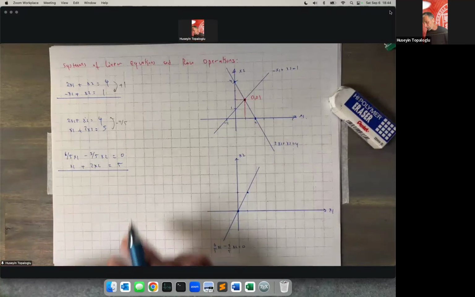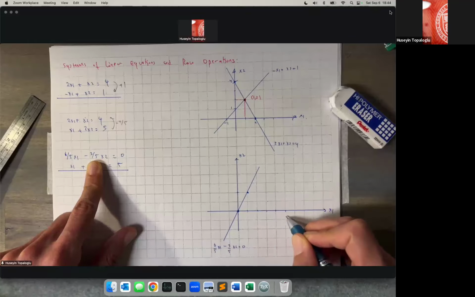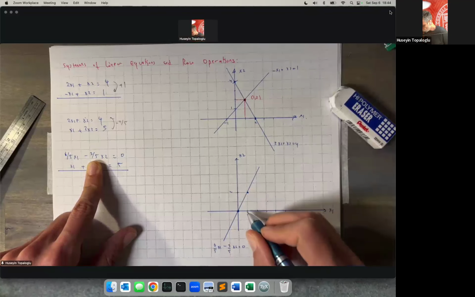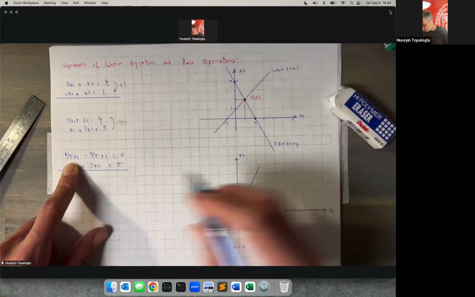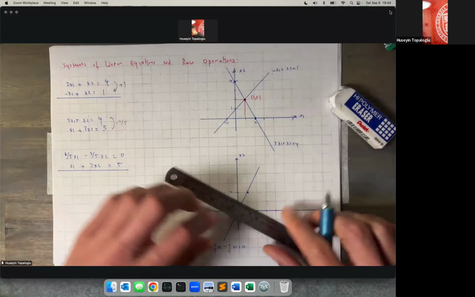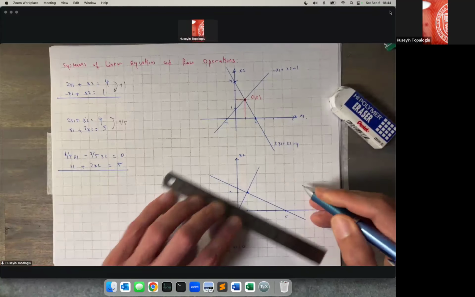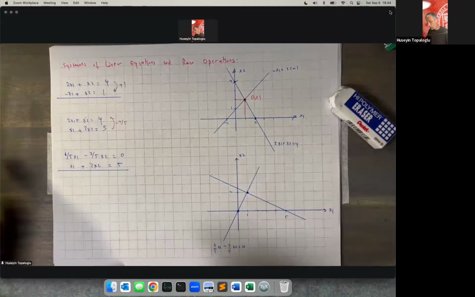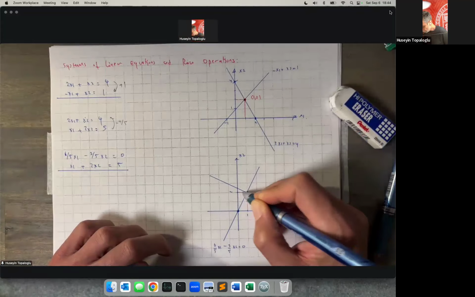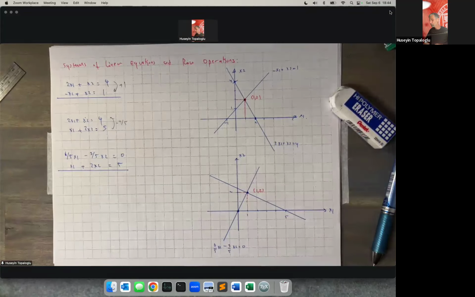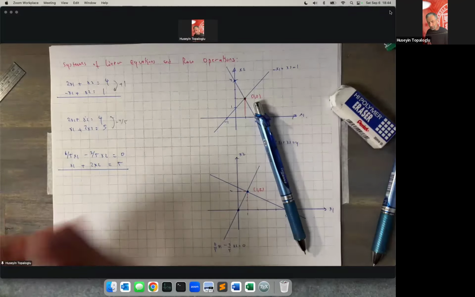Let's plot the second equation that we have here. When x2 is equal to 0, x1 is going to be equal to 5. 1, 2, 3, 4, 5. Good. When x1 is equal to 0, x2 is going to be equal to 2.5. Again, the set of points that satisfies this system of equations is still (1, 2).